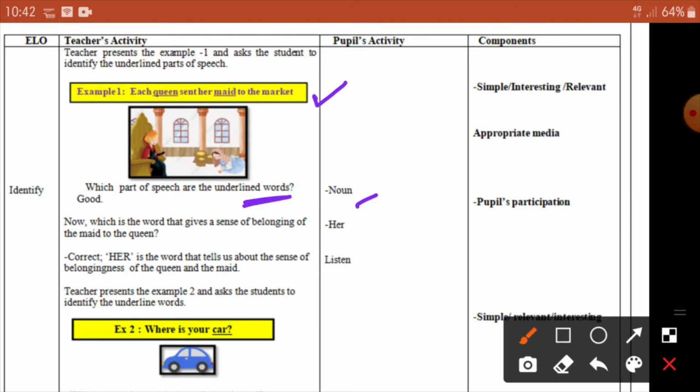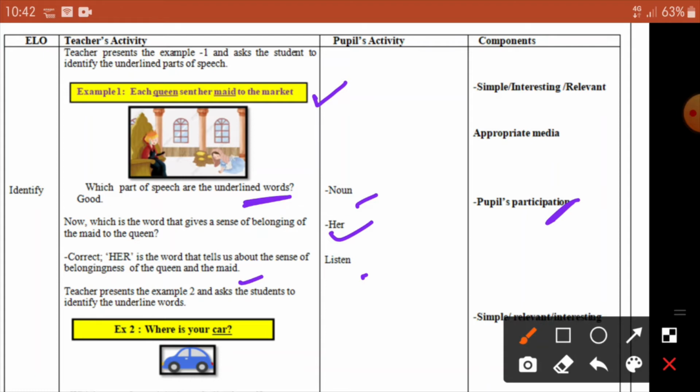Okay, so here the students are telling, they said noun. I have mentioned here pupils' participation. Then now, which is the word that gives a sense of belongingness of the maid to the queen? So the students say that her is the word. Fine, here also they are involved. Correct. Her is the word that tells us about the sense of belongingness of the queen and the maid, right? So here they are listening.